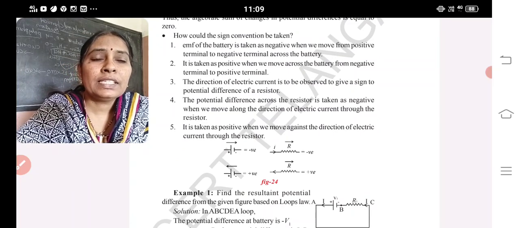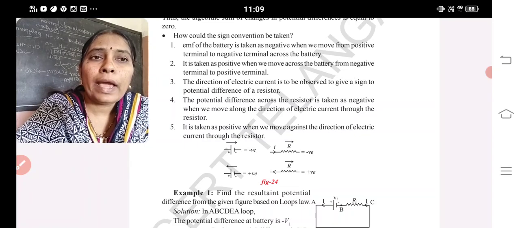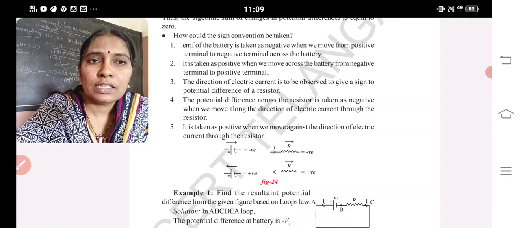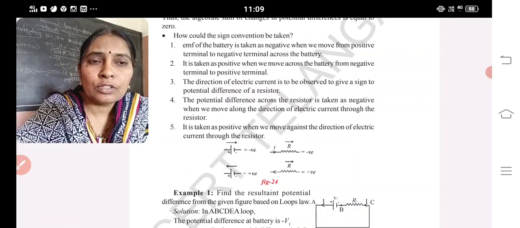The potential difference across the resistor is taken as negative when we move along the direction of electric current through the resistor. It is taken as positive when we move against the direction of electric current through the resistor. What are the 5 things?